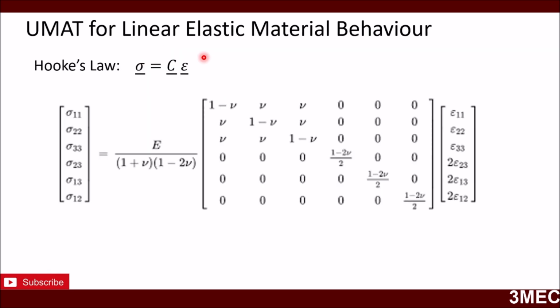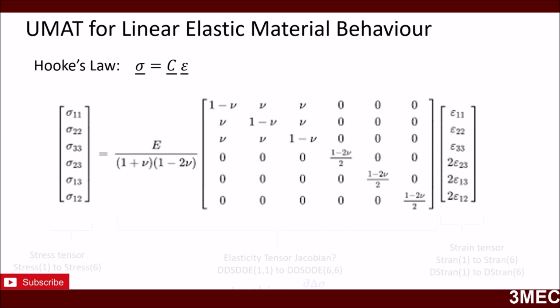Okay, so let's move on to the UMAT and see how we can implement this very simple linear elastic material behavior, for an isotropic case. For that case, we can use Hooke's law, since it's a linear elastic material, where sigma, the stress tensor, is given by the elasticity tensor times the strain tensor. Your stress tensor in this case is 6x1, the elasticity tensor is 6x6, times the strain tensor, which is given here.